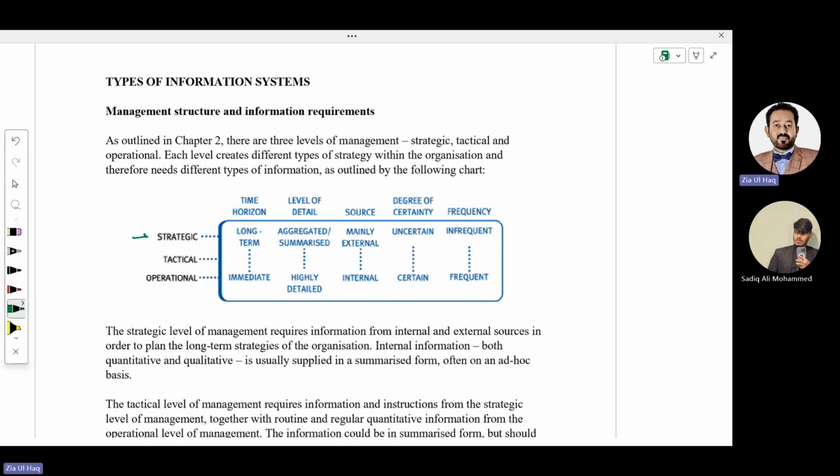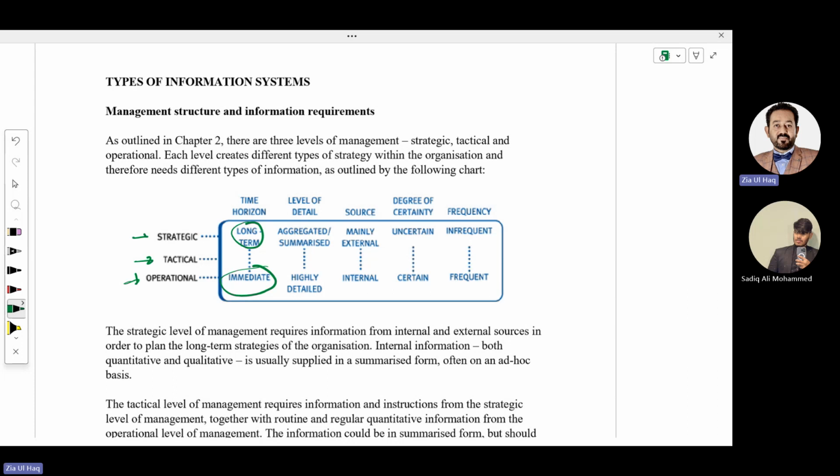The information system that is used by middle managers to make short-term decisions will be called tactical information system. And the information system used by lower management for day-to-day planning or for recording transactions will be called operational information system. And they have differentiated the time horizon: strategic information will focus on long-term strategies, while operational information will focus on immediate, day-to-day planning.